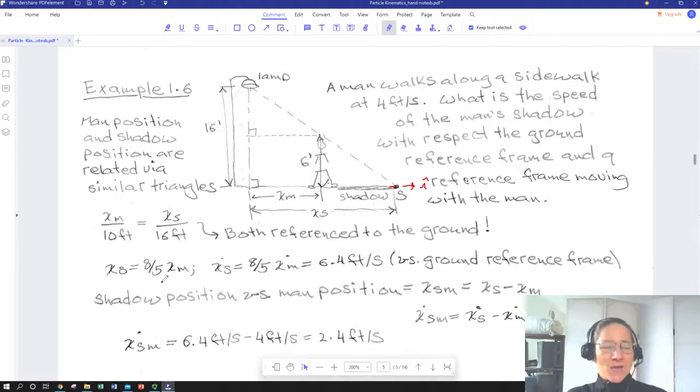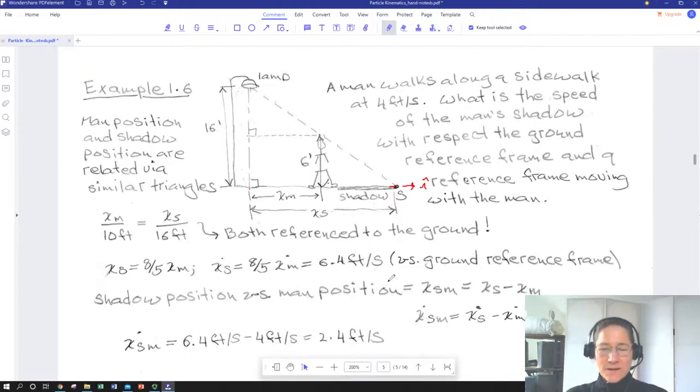How do I get velocities? How do I get speeds in that positive i-hat direction? First time derivative. So x shadow dot equals 8/5 x m dot. And x m dot, the time rate of change of position of the man, is 4 feet per second. So I can just multiply 4 feet per second times 8/5. I get 6.4 feet per second versus the ground, because 4 feet per second was versus the ground.